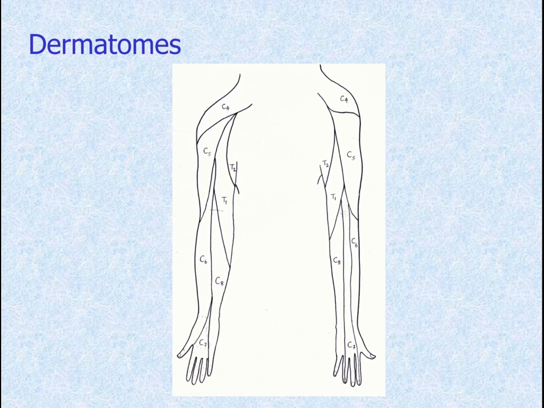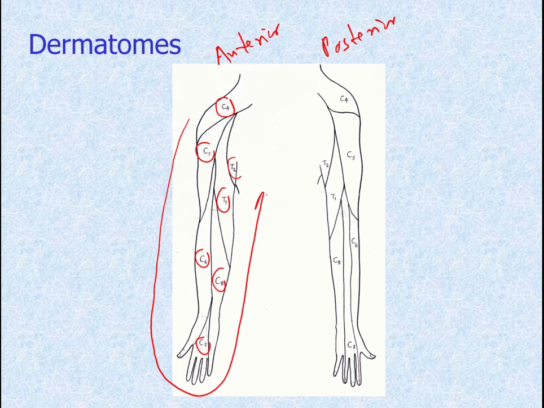Then about the dermatomes. This picture shows you the dermatomal map of the upper limb. This is the anterior view, and this is the posterior view. In both views you can see the spinal segments, how each spinal segment supplies an area of skin. So this is the C4 dermatome, C5, C6, C7, C8, T1 and T2. Actually, C4 does not belong to the upper limb, it's the tip of the shoulder. The upper limb starts from C5 and ends at T2 roughly. T2 is the skin of the axilla area.